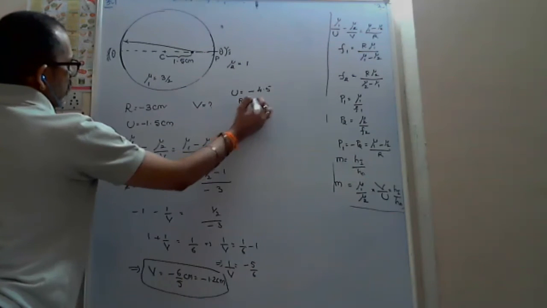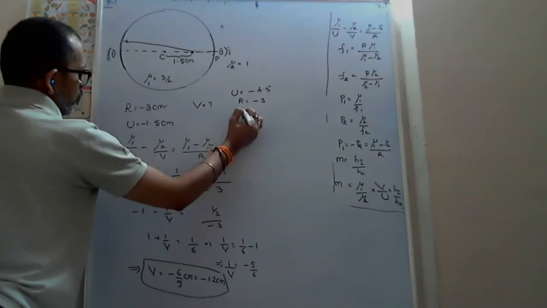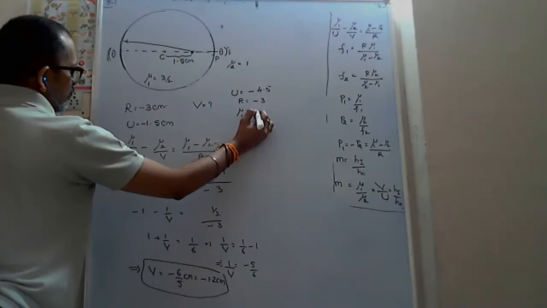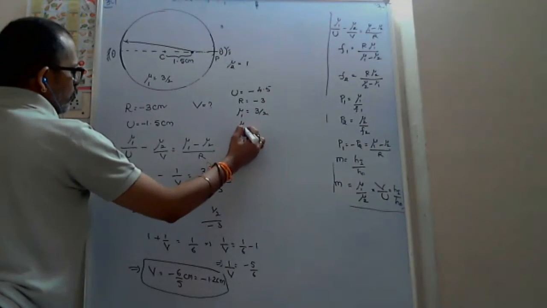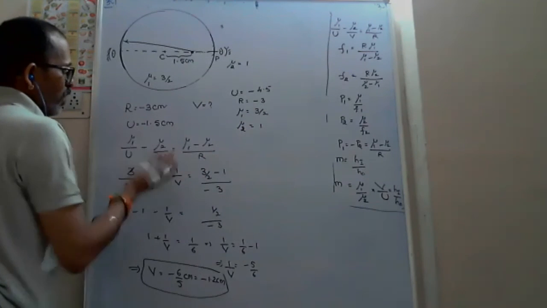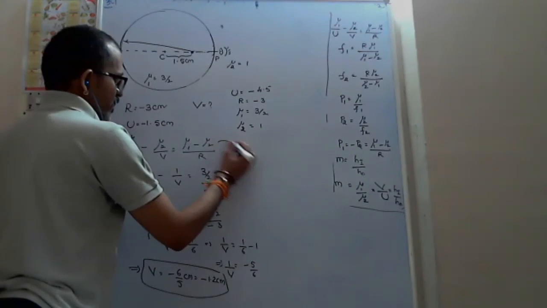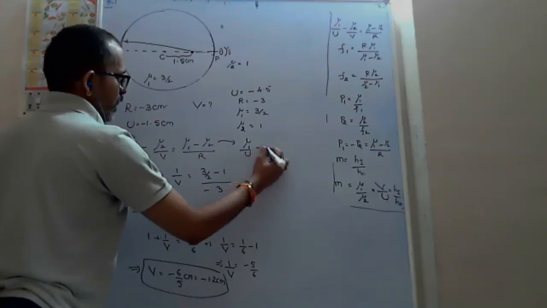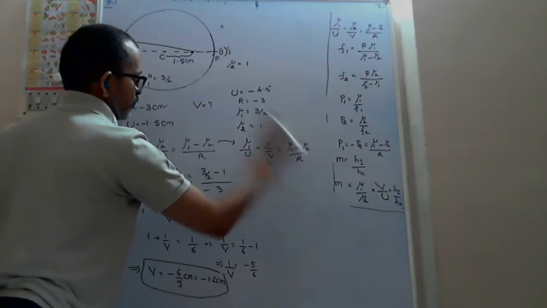Radius of curvature, minus or plus? Minus 3 centimeters. And mu1? mu1 is 3 by 2 only. Very good. So mu2 equals 1. Same formula or other formula? Same formula. Apply the same formula here: mu1 by u minus mu2 by v is equal to mu1 minus mu2 by r.